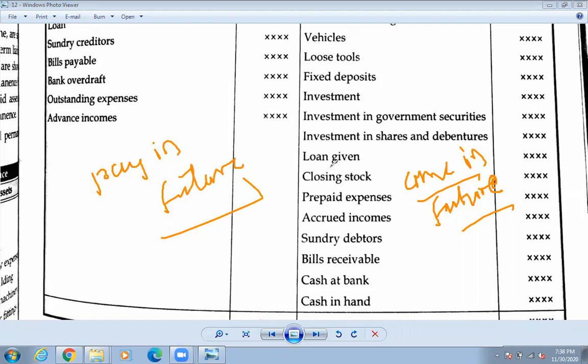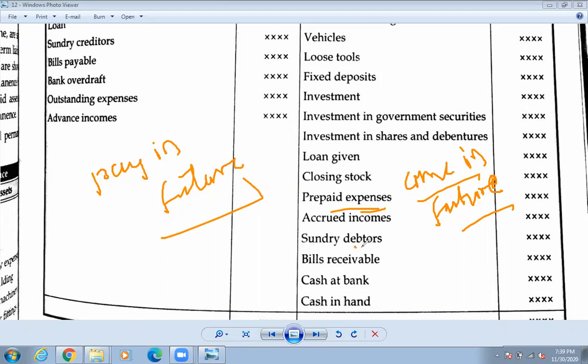Okay, so loan given means the things will come in the future back again to you. So closing stock value. Prepaid expenses means already paid. Okay, so already paid means this is the assets for you. So you don't have to pay in the future. Expenses you have to pay, isn't it? Since it is already paid, you don't have to pay anymore now.